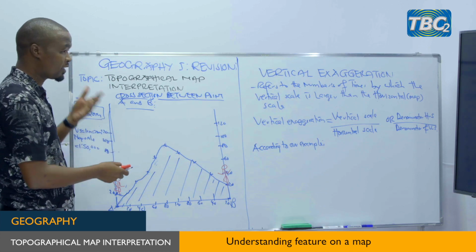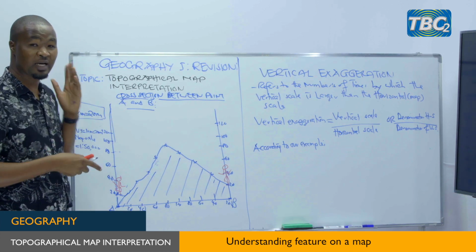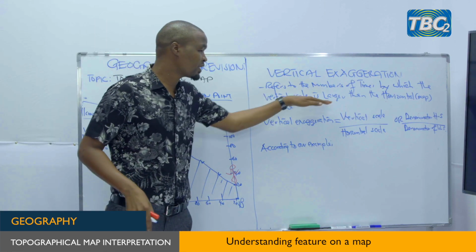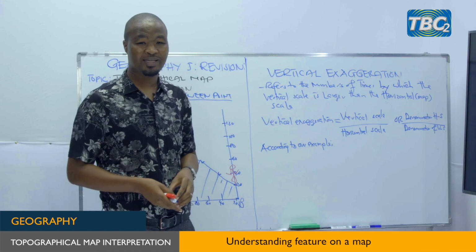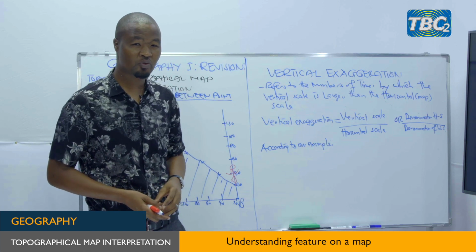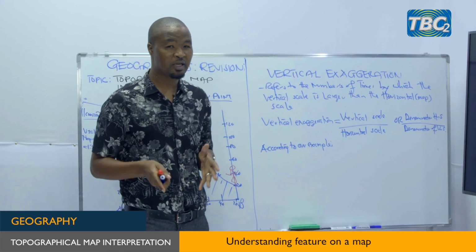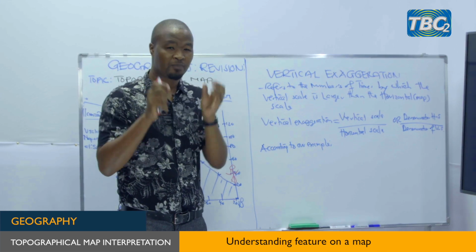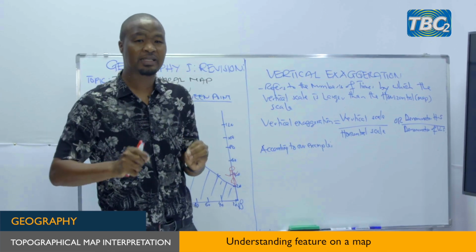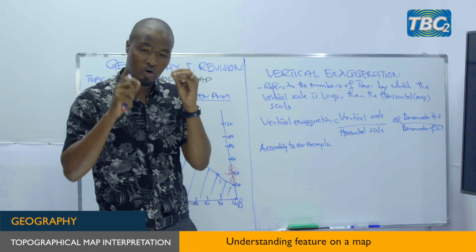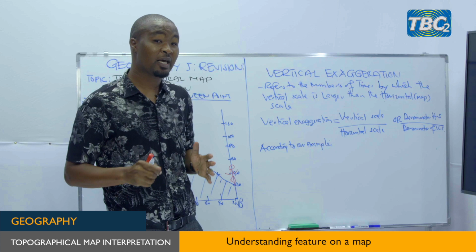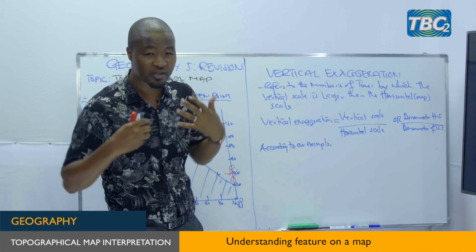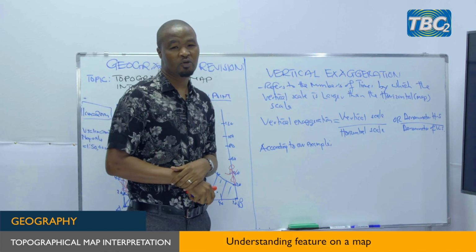So what is vertical exaggeration by definition? Vertical exaggeration refers to the number of times by which the vertical scale is larger than the horizontal scale. It means right now we want to determine how many times the vertical scale is larger than the horizontal scale, you see? Or in other words, we want to determine how many times the horizontal scale is smaller than the vertical scale.